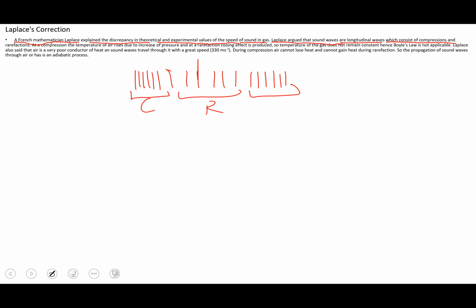Now he says that wherever there is compression, the pressure basically increases, and due to that reason, the temperature in that region also increases.